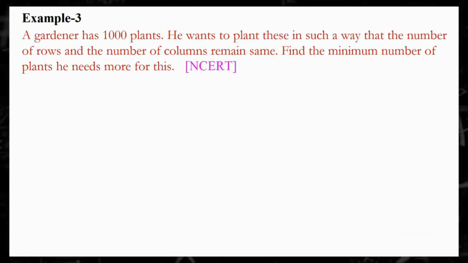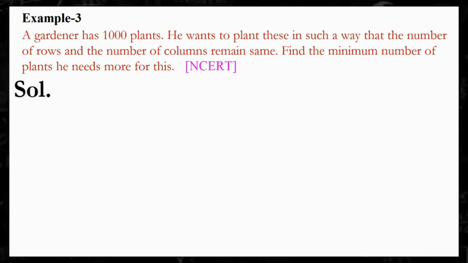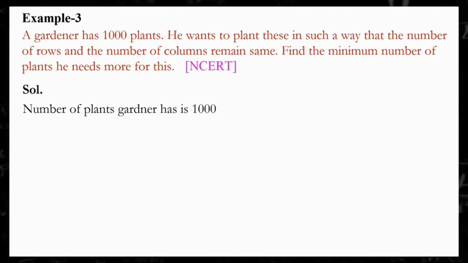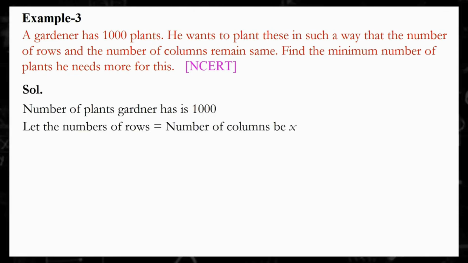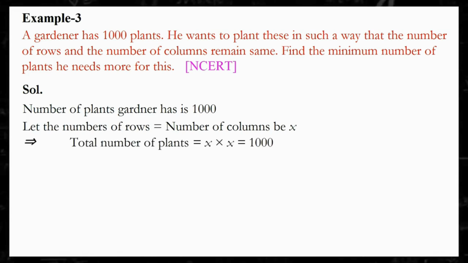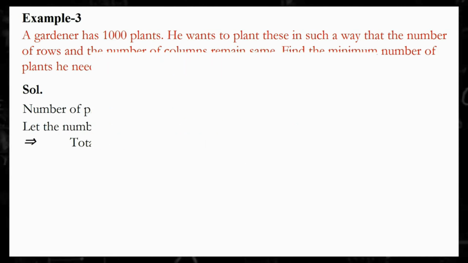Example 3. A gardener has 1000 plants. He wants to plant these in such a way that the number of rows and the number of columns remain the same. Find the minimum number of plants he needs more for this. Solution. Number of plants the gardener has is 1000. Let the number of rows, which is equal to the number of columns, be x. This implies total number of plants is equal to x into x, which is equal to 1000. x square is equal to 1000. x is equal to square root of 1000.